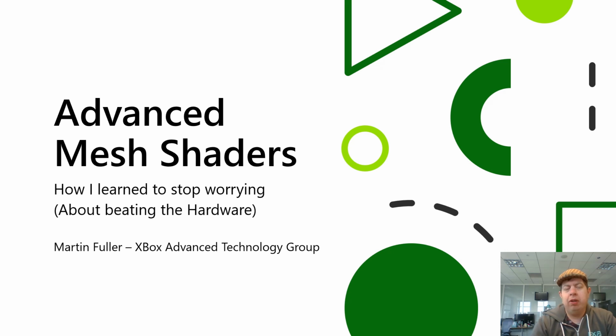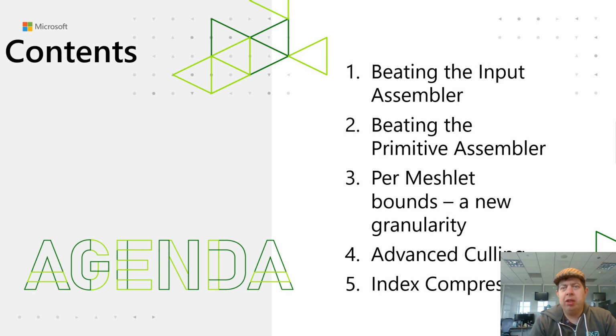Welcome to my talk on advanced mesh shaders and how I learned to stop worrying about beating the hardware and find some new opportunities. So briefly, I'm going to cover the input assembler, trying to beat the input assembler, trying to beat the primitive assembler immediately before rasterization. I'm then going to talk about per-meshlet bounds, a new culling granularity, advanced culling, and I'm going to finish off with index compression.